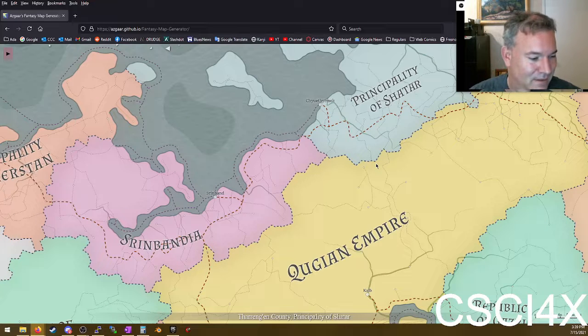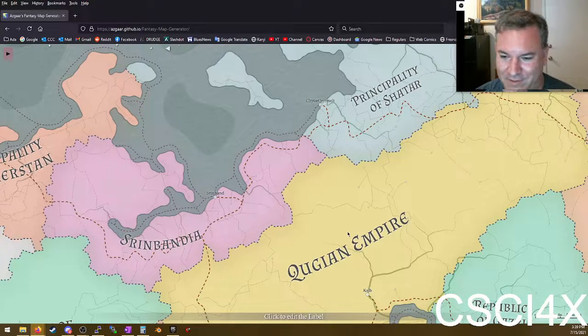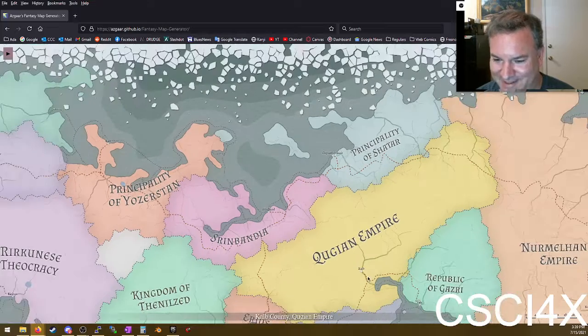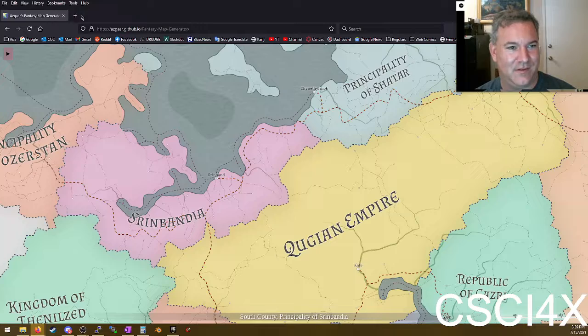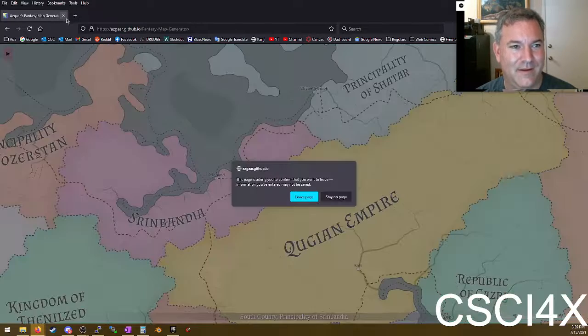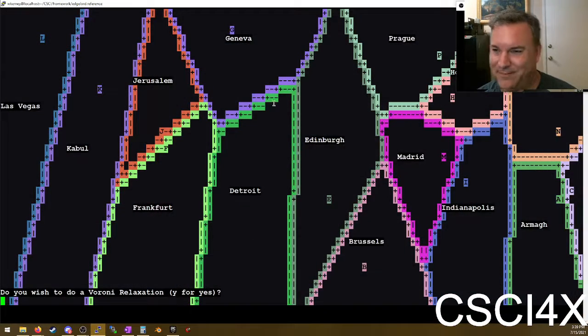Okay. The Quegian Empire is giving you Russia vibes, yeah. Their capital is Kolb, which is the name of one of the most famous C++ people out there. John Kolb, leave page. Okay. Good. You guys understand? Nope.